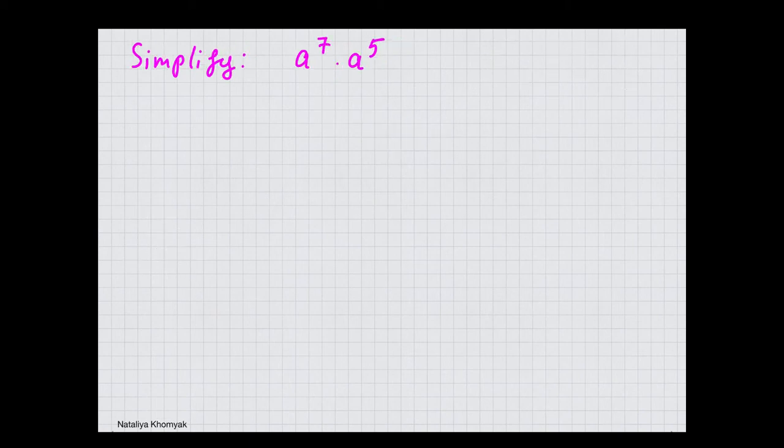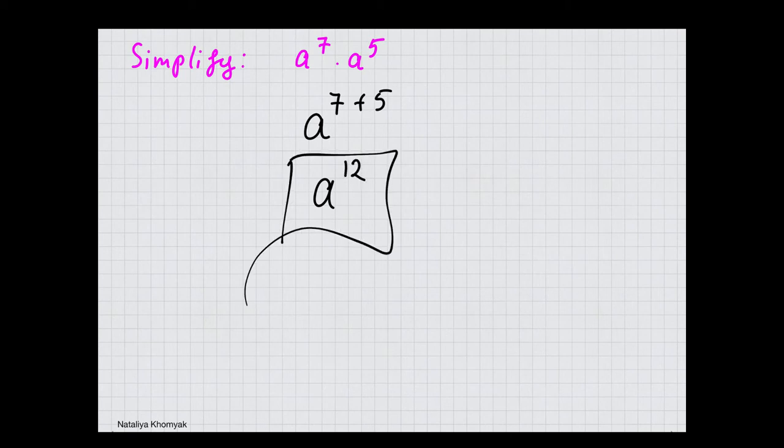Let's simplify a to the 7 times a to the 5. So we keep the base and we add the exponents. So we have a to the 7 plus 5, 12, and this is our answer.